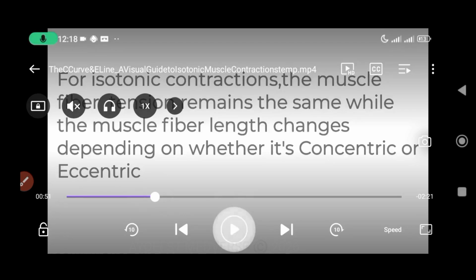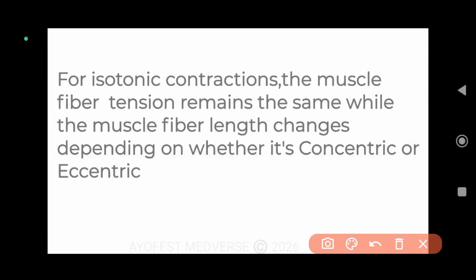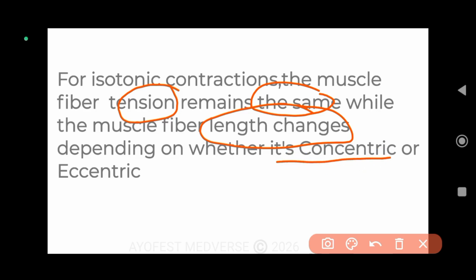Okay, so for isotonic contraction, the tension remains the same, just as the name implies. Isotonic, the tension remains the same while the length changes. So depending on whether the length is shortening or lengthening, it depends on the 2 types we are going to be talking about, whether it is lengthening or shortening.